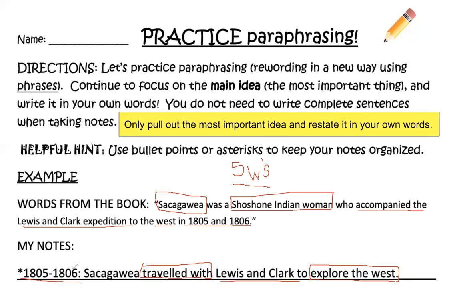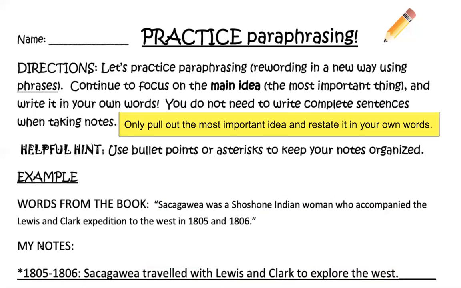So once I have this down here, 1805, 1806, Sacagawea traveled with Lewis and Clark to explore the West. Not even a complete sentence, but it's got the main idea figured out. Now, when I go back to write, I can use that information, and I don't have to worry about copying it straight from the book. So I want to look at one more on our next slide.